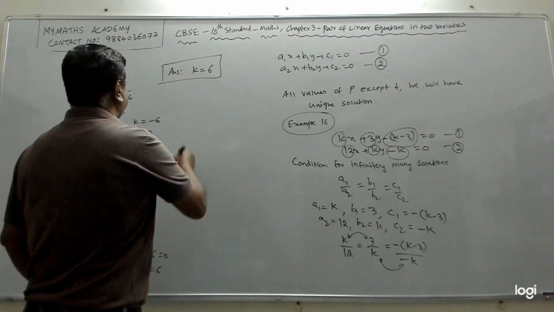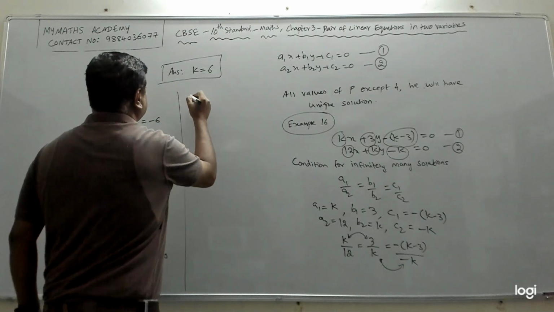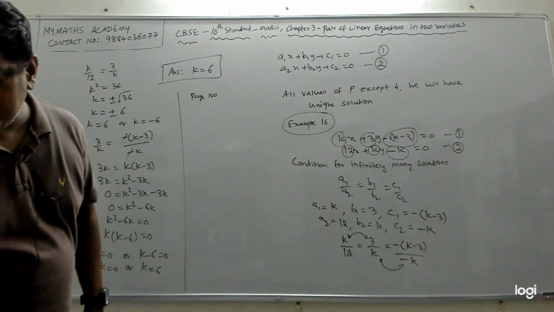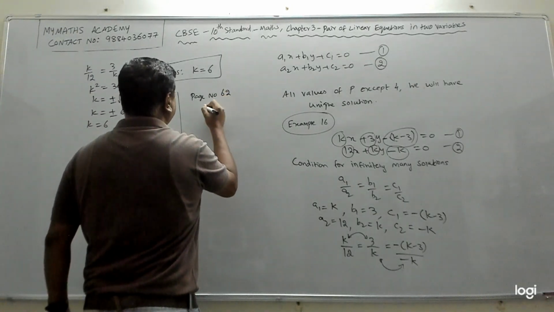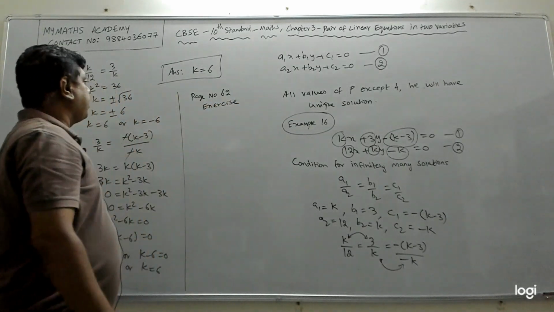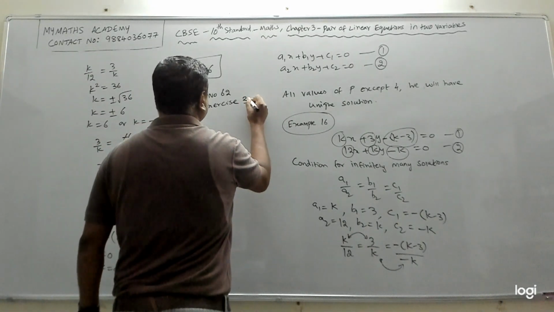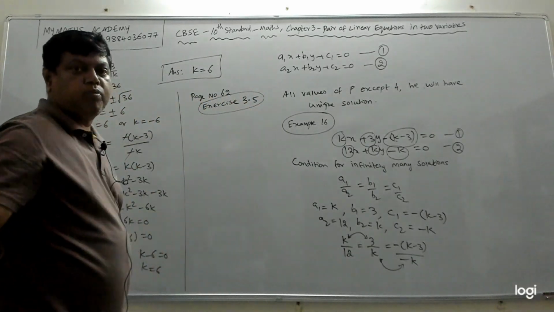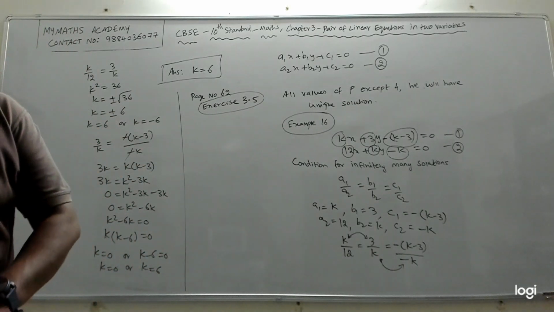So I will start here. We'll say page number 62 in your textbook, exercise 3.5. We'll do exercise 3.5. Fine, in page number 62. Okay, so what is it? So the first question.